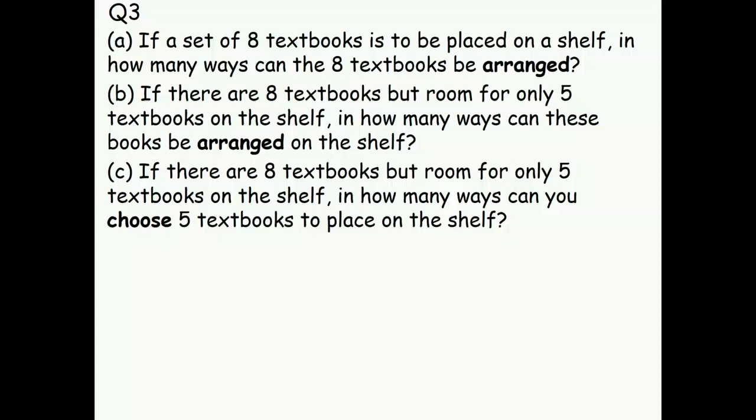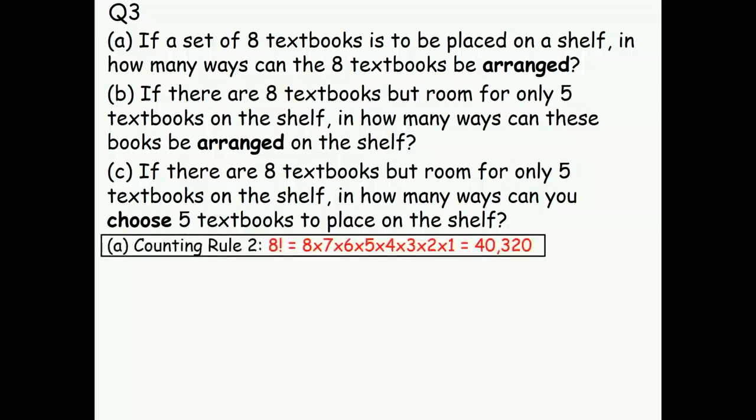It's not talking about subset. If you remember last week, I was saying that there are 3 places, in how many ways these 3 people could sit. So the first question, if a set of 8 textbooks is to be placed, so 8 in 8. So that is not a subset. If it is a subset, you could think, oh, maybe permutation, maybe combination. So rule 3 or rule 4. But this one is rule 2. So the first question is rule 2. Simply it is asking 8 factorial.